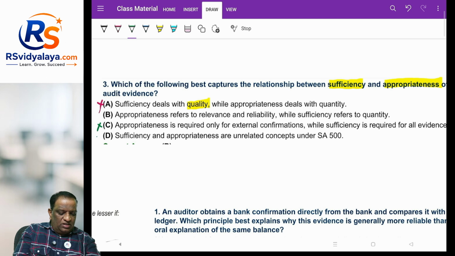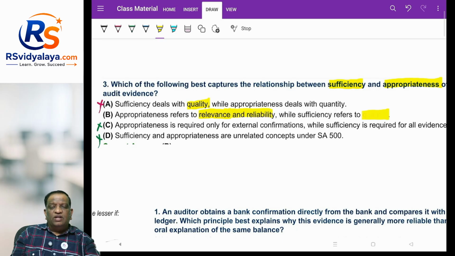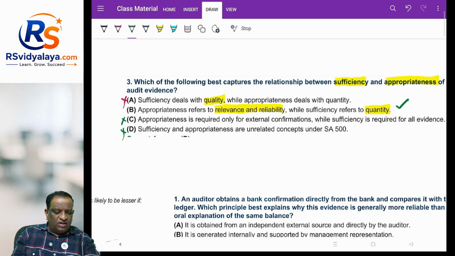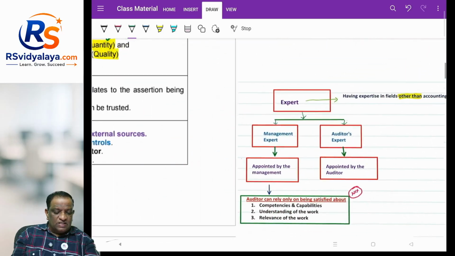So therefore this is also wrong. So under elimination method, you are more sure that appropriateness refers to relevance and reliability, and sufficiency refers to quantity. So therefore your final answer is B. So simple one, but we are just discussing it.